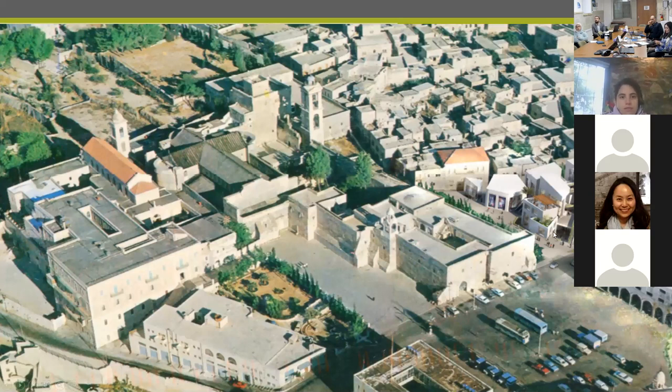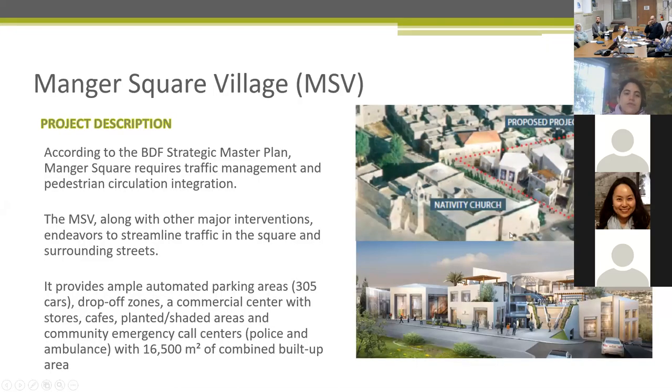The Manjer Square Village, along with other major interventions, endeavors to streamline the traffic in the square and the surrounding streets. So there's a lot of traffic currently, and we wanted to take away from that. So it provides ample automated parking areas for 300 cars, drop-off zones, a commercial center with stores, cafes, terraces, planted shaded areas, and a lot of community centers with around 16,500 square meters of built up area.